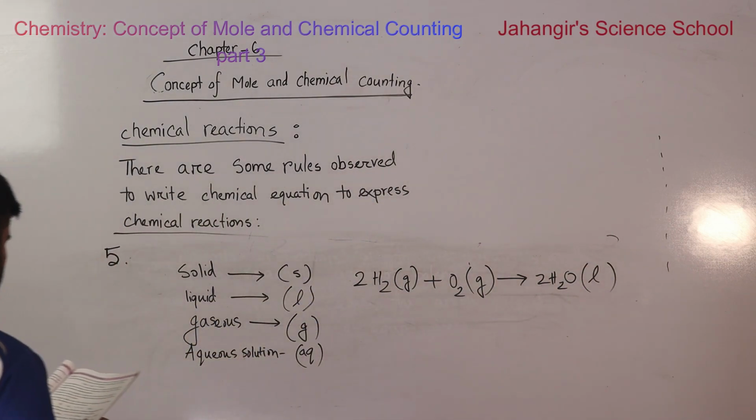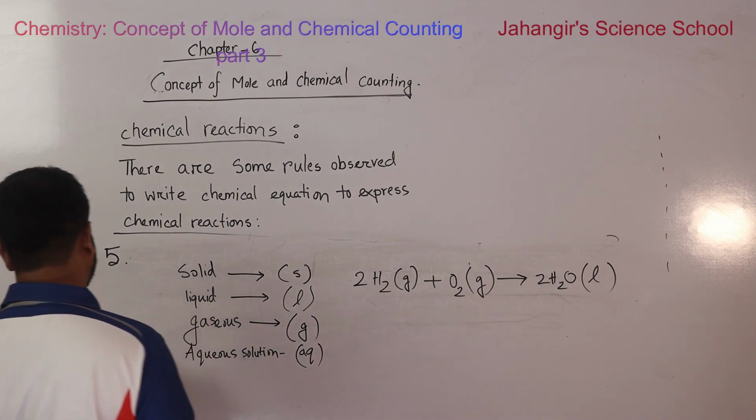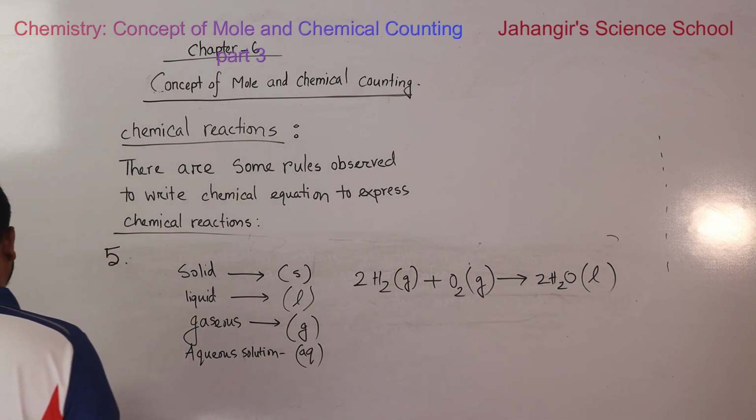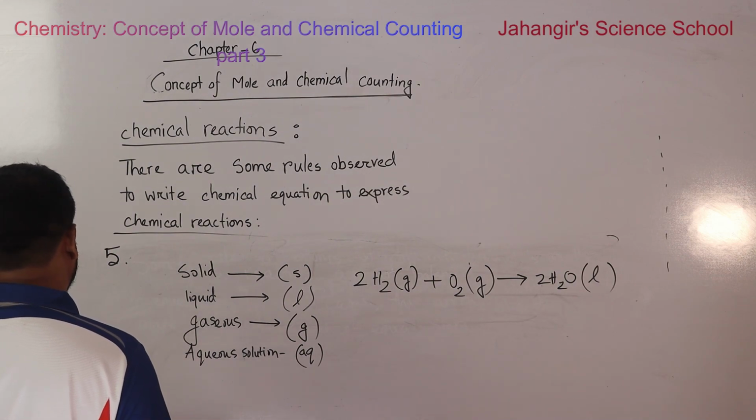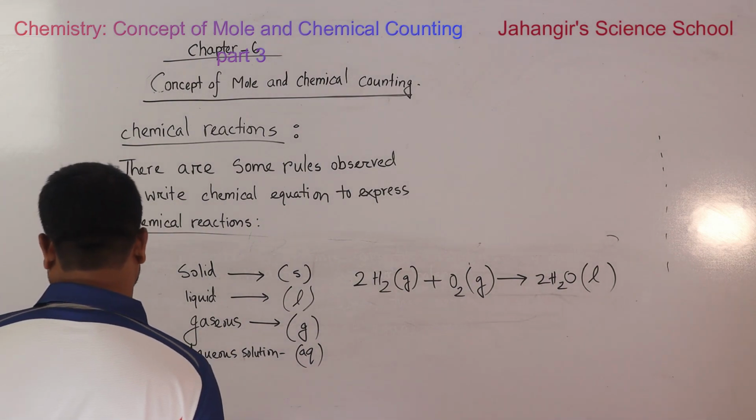So this is the procedure. The main objective of the chemical equation is to express which elements have participated in the reaction to form which product. That's why it is not always necessary to balance the chemical equation.